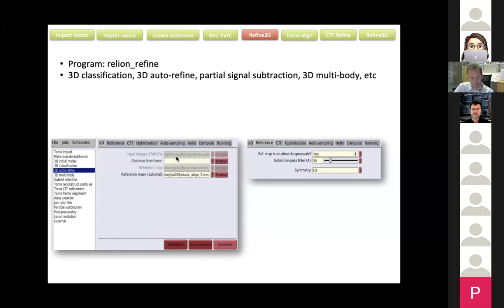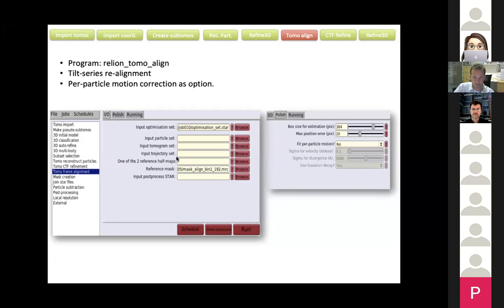Now, the refinement of the sub-tomograms will lead to better angles and translations for each of the individual particles. You could use that to reconstruct a new map, or you could use the map that RELION-refine gave you directly as a reference. And then you can do what we call tomogram frame alignment and tomogram CTF refinement. The frame alignment is, as I told you before, the equivalent of Bayesian polishing.